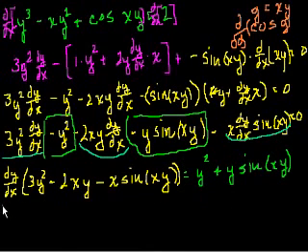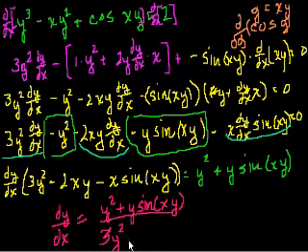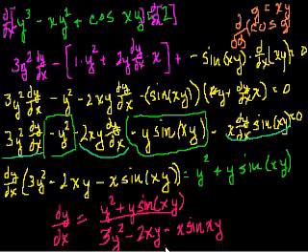And now, since our goal is to find the derivative of y with respect to x, we can divide both sides of this equation by this term right here. And our final answer is: dy/dx, the derivative of y with respect to x, is equal to y squared plus y sine of xy divided by 3y squared minus 2xy minus x sine of xy. And there you have it.